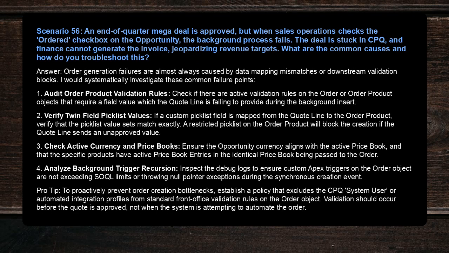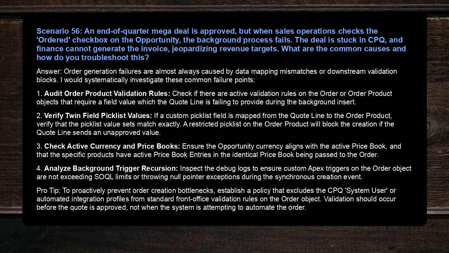Scenario 56. An end-of-quarter mega deal is approved, but when sales operations checks the ordered checkbox on the opportunity, the background process fails. The deal is stuck in CPQ, and finance cannot generate the invoice, jeopardizing revenue targets. What are the common causes and how do you troubleshoot this?